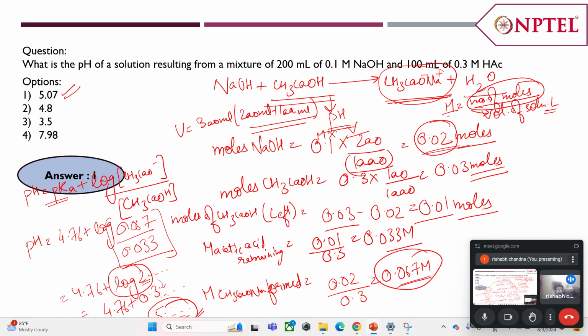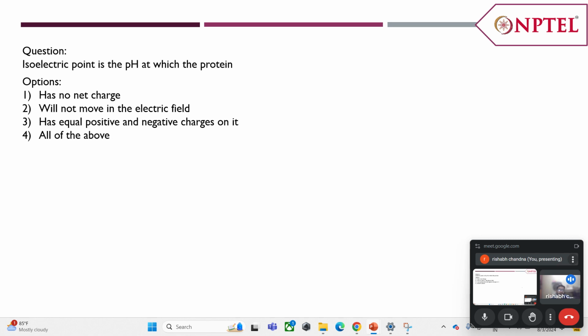If not, then we'll move on to the next question that is related to week 2 of experimental biology. One thing which was not explained in the last lecture, and I think it would be better if I explain it now, is the concept of isoelectric point. We'll start with that, and then we'll move further to electrophoresis.